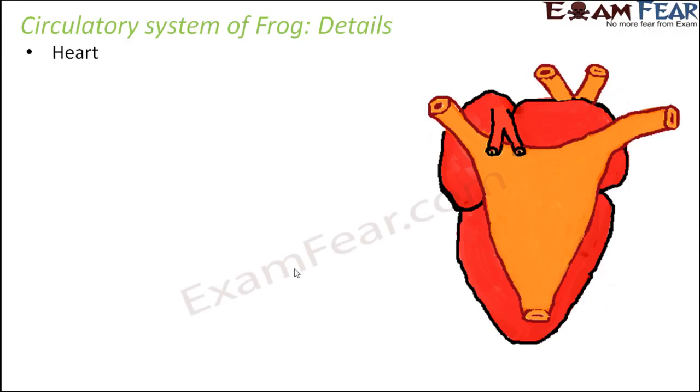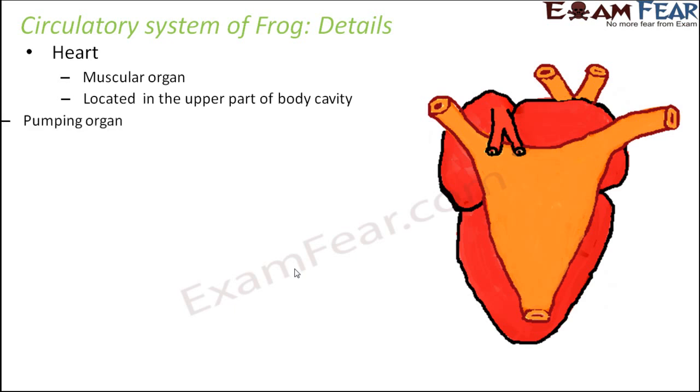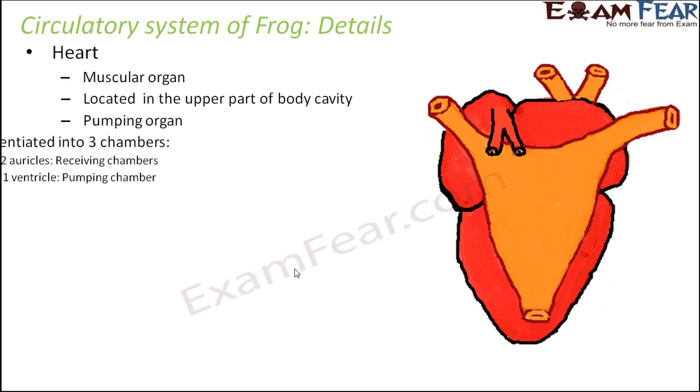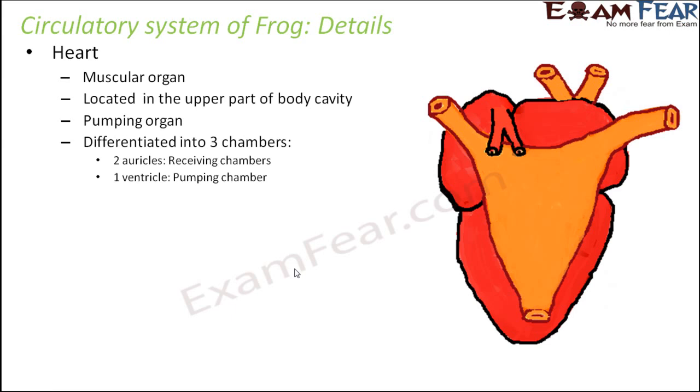Let us first talk about the pumping organ, that is heart. It is a muscular organ located in the upper part of body cavity. So this is how the heart of a frog looks like. It is the pumping organ. A muscular organ, since it has muscles, the muscular contraction and expansion will actually help in pumping the blood. That is why it is a pumping organ. It is differentiated into three chambers, 2 auricles and 1 ventricle.